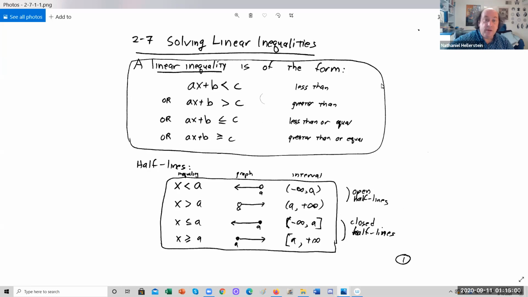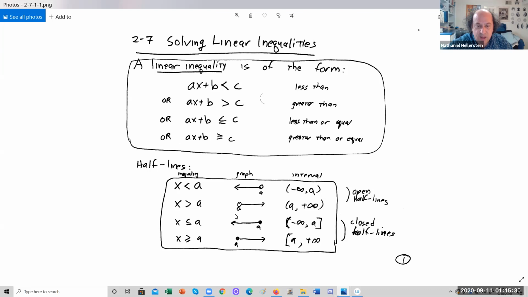Now, a solution of a linear inequality would be something like one of these forms: x less than a, x greater than a, x less than or equal to a, or x greater than or equal to a. The graph of x less than a consists of the left half of the line, everything to the left of, but not including, a. I denote that by having an open circle at a. There's also interval notation: negative infinity to a. So it goes from minus infinity to a, not including either endpoint.